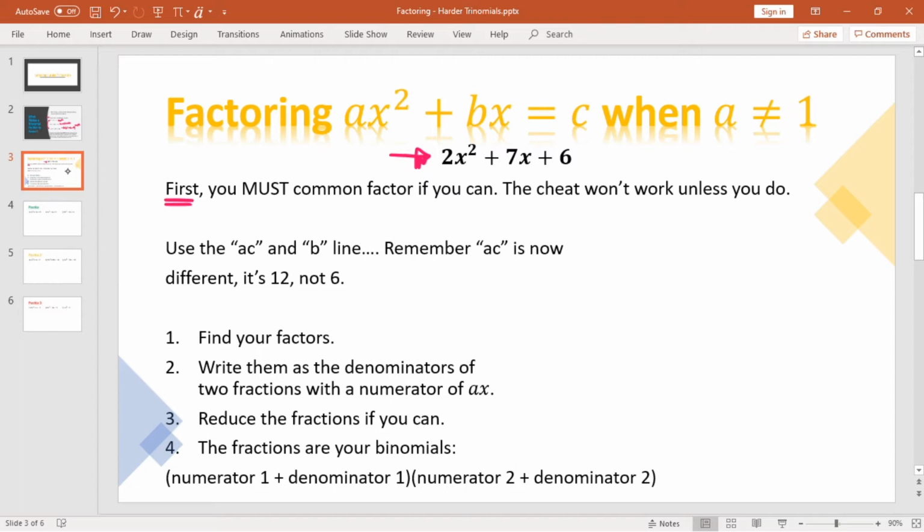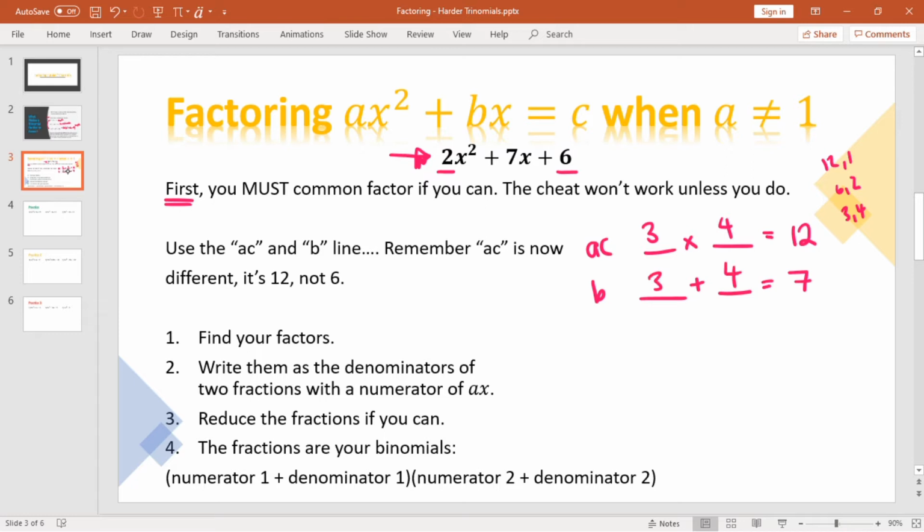So we're going to do the same thing we did before. My AC line and my B line. AC is a product, B is a sum. And now be careful, when I say AC, it means A times C. So when A was 1, we just looked at the last number, but now we have to pay attention to the leading coefficient as well. So the AC line is something that multiplies to 12. And the B line is going to be the same two numbers adding to 7. So you can think about it, you've got 12 and 1, you've got 6 and 2, no good, no good, and you've got 3 and 4. And those work for you. Everything's positive, so both factors will be positive.